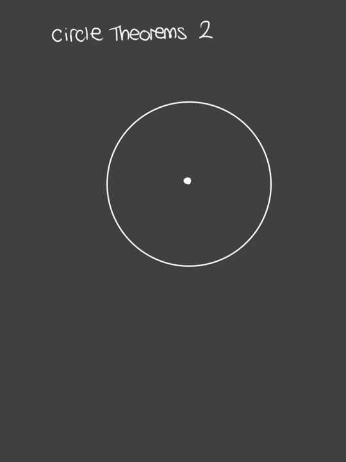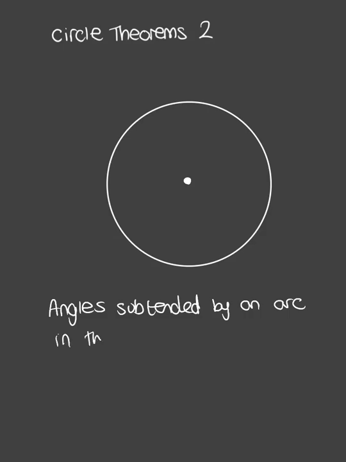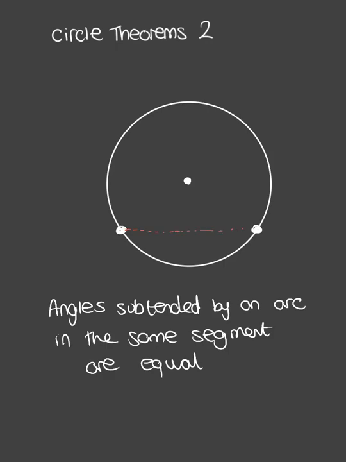Okay, next circle theorem then is the circle theorem that says angles subtended by an arc in the same segment are equal. So what we're saying here is if we pick 2 points on the edge of our circle, what you'll notice is if I were to do this, I'm splitting my circle into 2 segments, a minor one down here and a major one up at the top. I've got these 2 different segments. I've got the little one and this big segment, the major one.